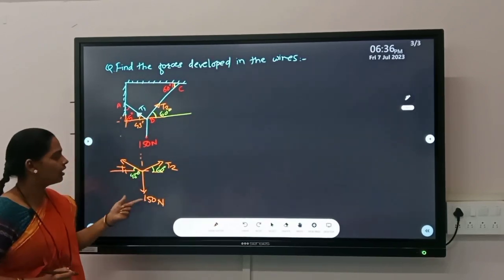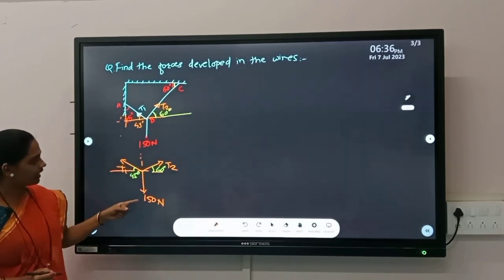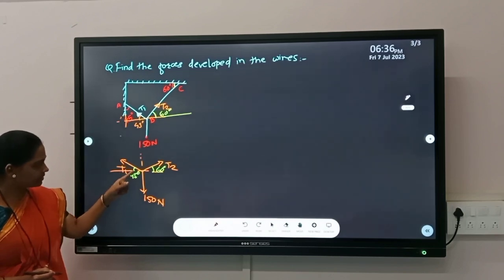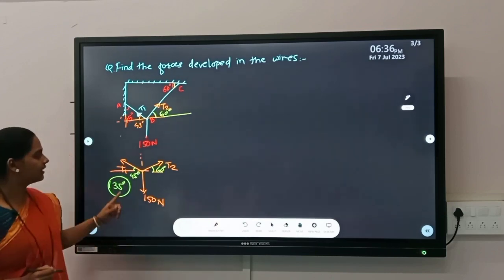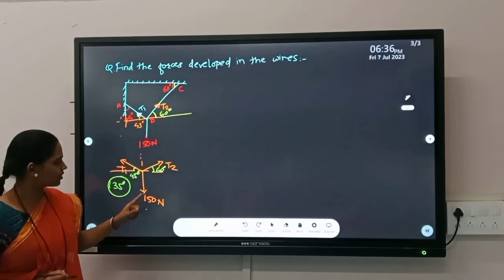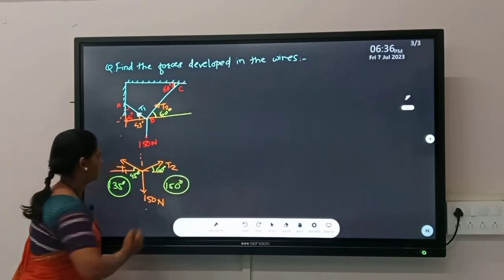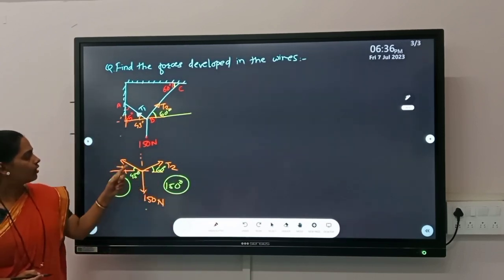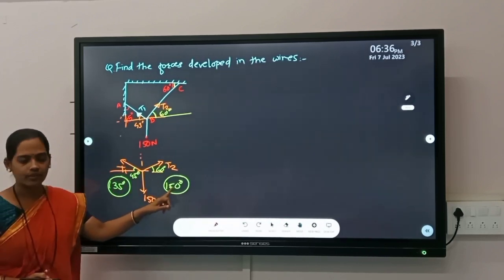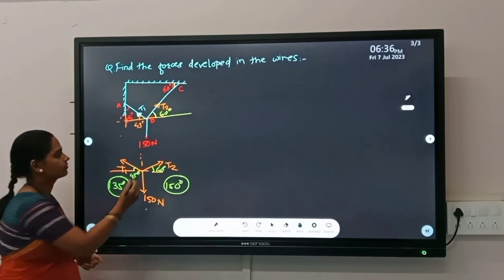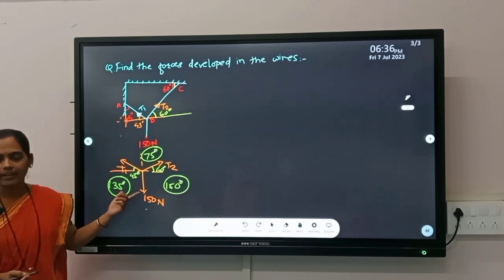Then we have to find the concerned angle between adjacent forces. The angle between T1 and 150 Newton is 45 plus 90, so it becomes 135. The angle between T2 and 150 Newton force is 90 plus 60, it is 150 degrees. So for the angle between T1 and T2, 360 minus (135 plus 150). What is this value? Is it 75 degrees?